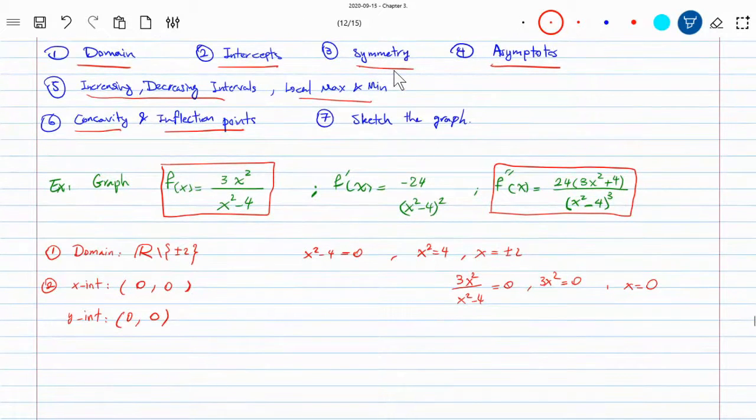Okay, let's talk about the symmetry. The third step is to find the symmetry. You just need to figure out what f of negative x is first. To find the symmetry, if it's an even or odd function, you find f of negative x. This was from the first chapter. 3 times negative x squared divided by negative x squared minus 4. Every time you see x, you replace it with negative x. If you simplify it, it would be 3x squared divided by x squared minus 4.